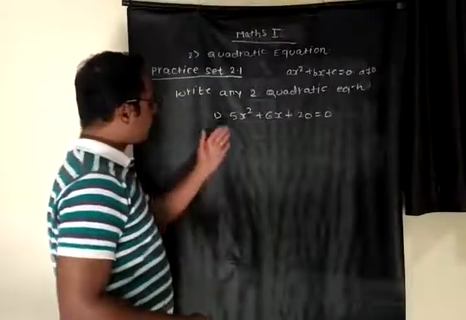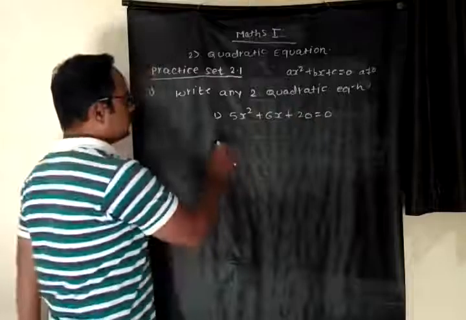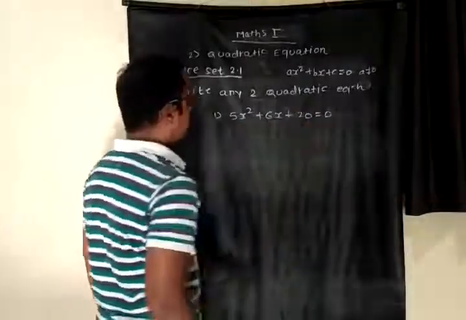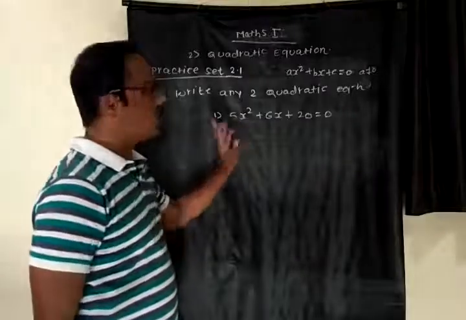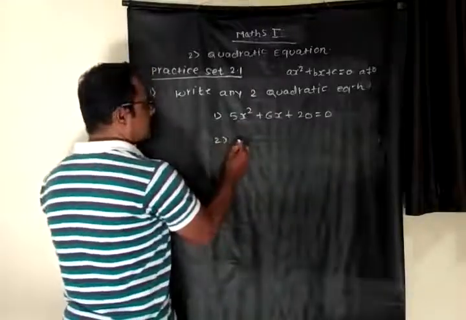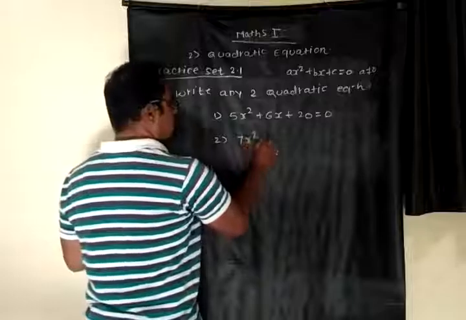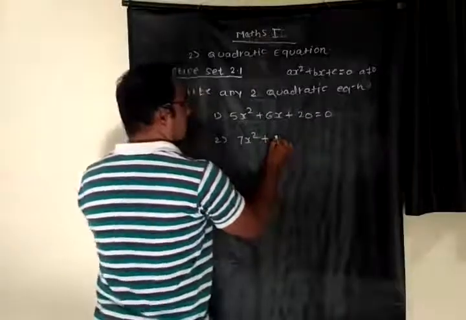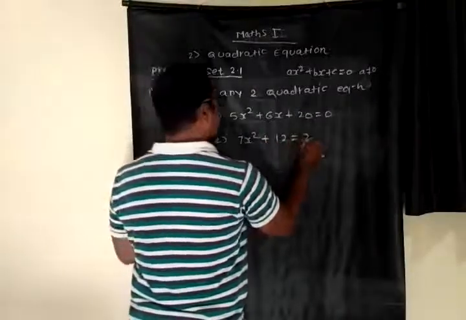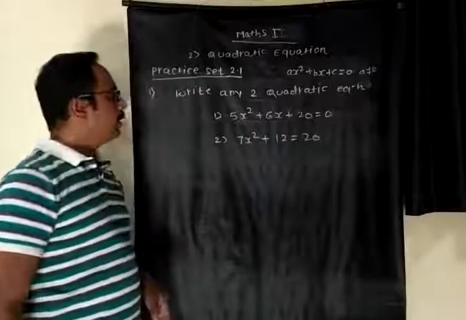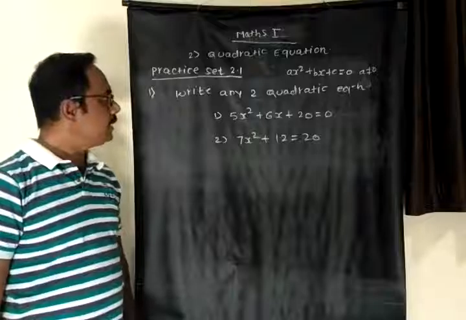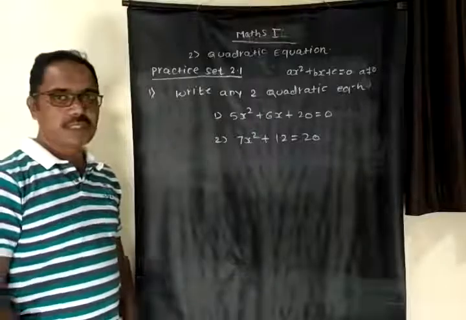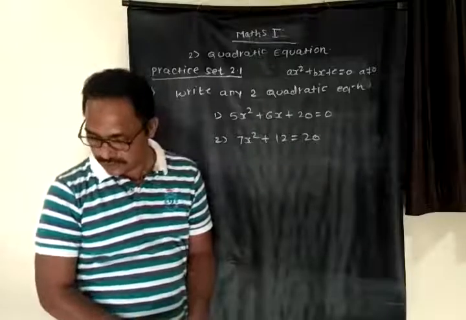You can give any value for a, b and c, but the value of a should not be equal to 0. And the second quadratic equation is 7x squared plus 12 is equal to 20. This is also a quadratic equation. So we can write any two quadratic equations. That is our question number 1.